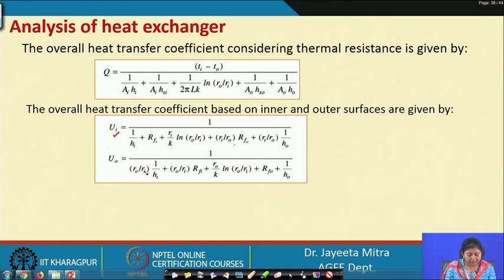And if it is done on the basis of the outside surface area, it is R O by R I into 1 by H I plus R O by R I into R F I, because this is based on the overall. So, the reverse of this we are getting, then plus R O by K into ln R O by R I, plus R F O, plus 1 by H O.